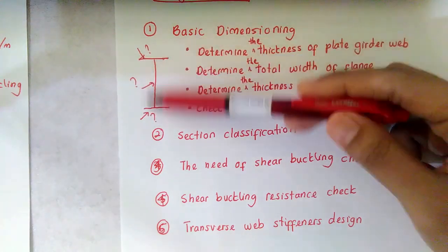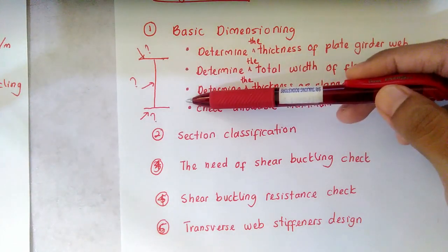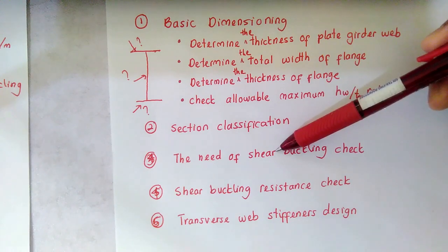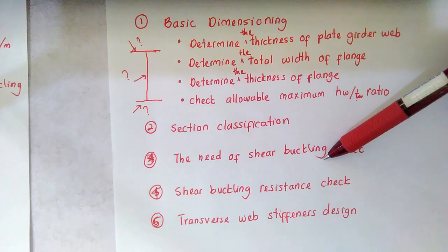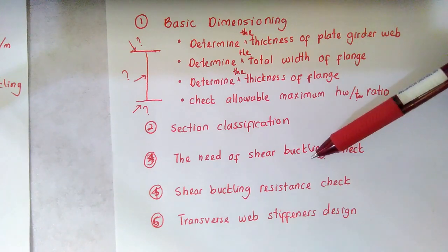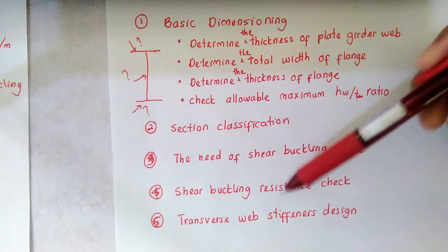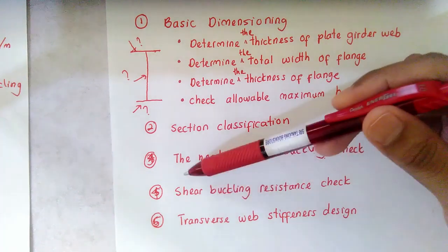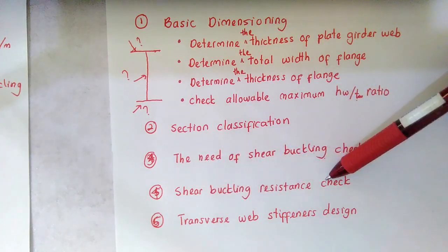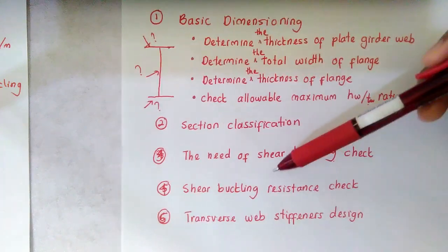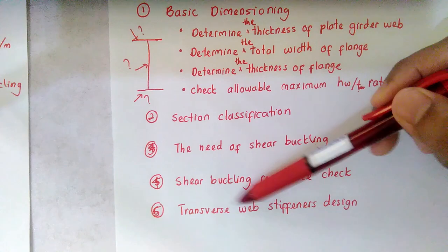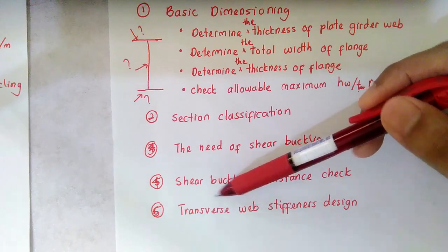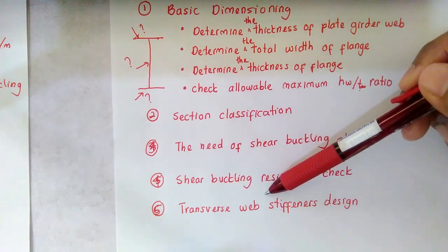So, you may end up with a slender section. When you end up with a slender section, usually at step 3, which is to check the shear buckling resistance design, you will end up with an answer whereby you need to go to the next step, which is the shear buckling resistance check. The last thing you need to do is to check your transverse web stiffener design.